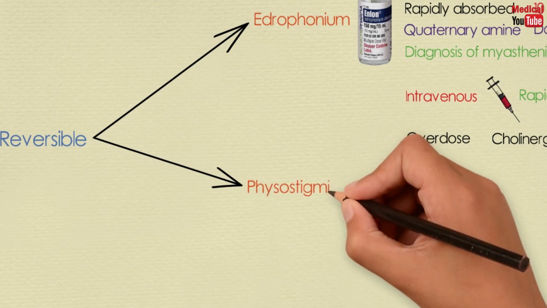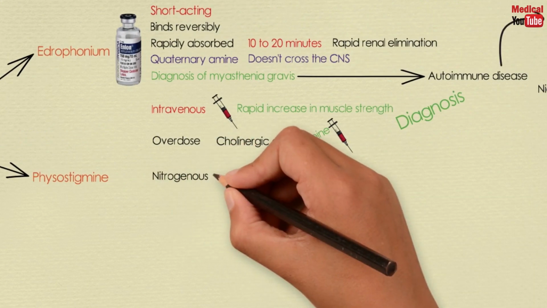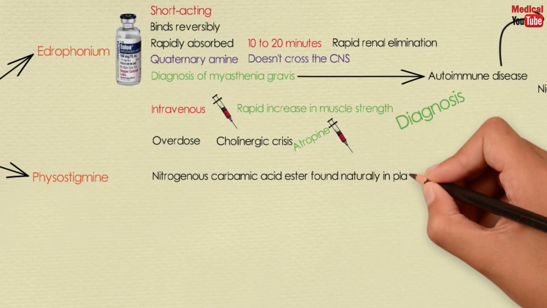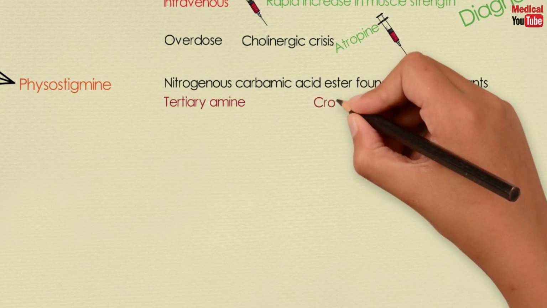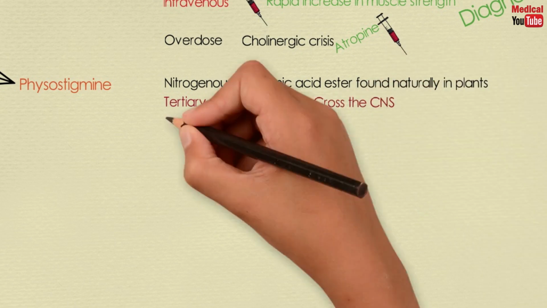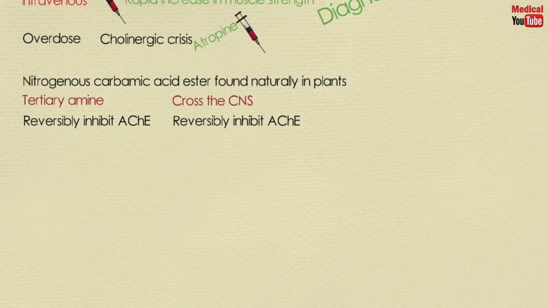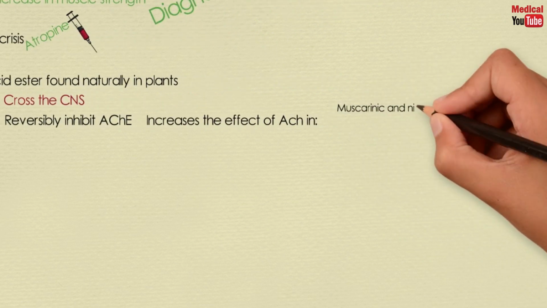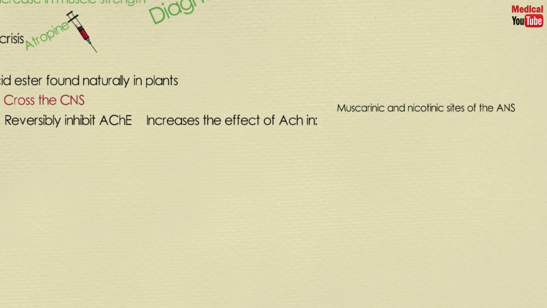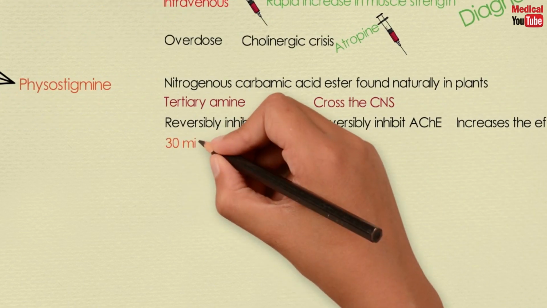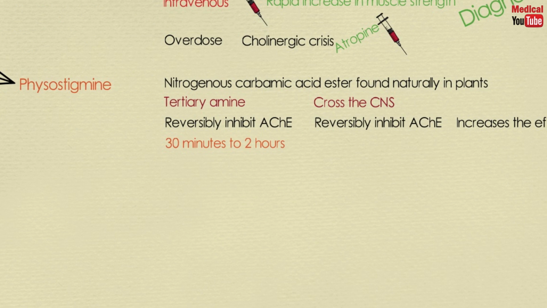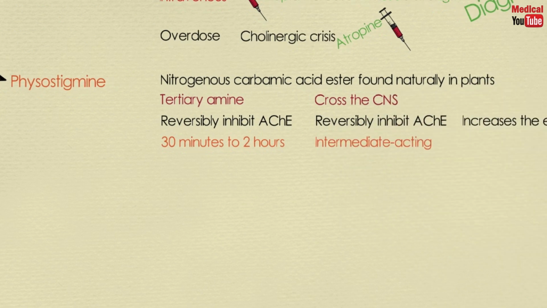Physostigmine is a nitrogenous carbamic acid ester found naturally in plants, and is a tertiary amine, so it can cross the blood-brain barrier. It reversibly inhibits acetylcholinesterase, so it increases the effect of acetylcholine in the muscarinic and nicotinic sites of the ANS, and the nicotinic receptors of the neuromuscular junction, and also stimulates the cholinergic sites in the CNS. Its duration of action is about 30 minutes to 2 hours, and it is considered an intermediate-acting agent.